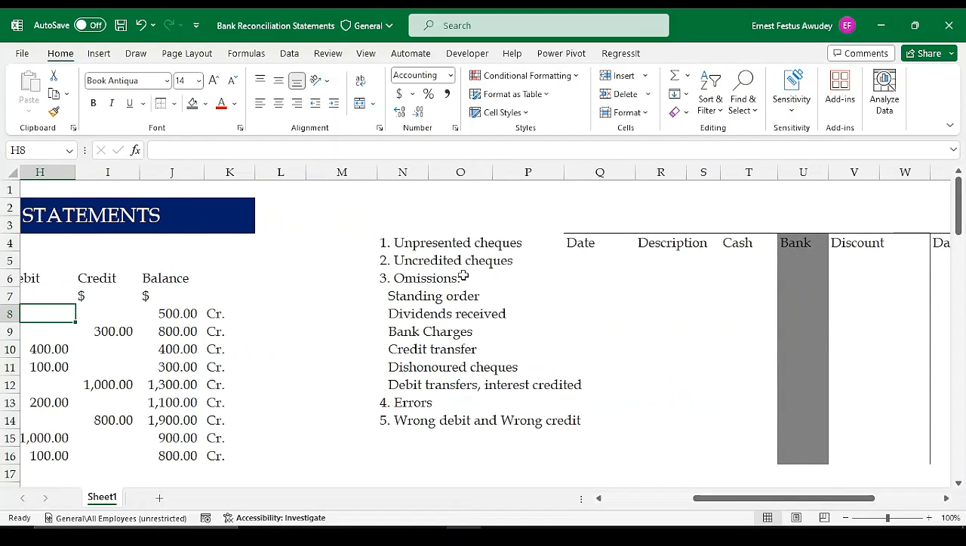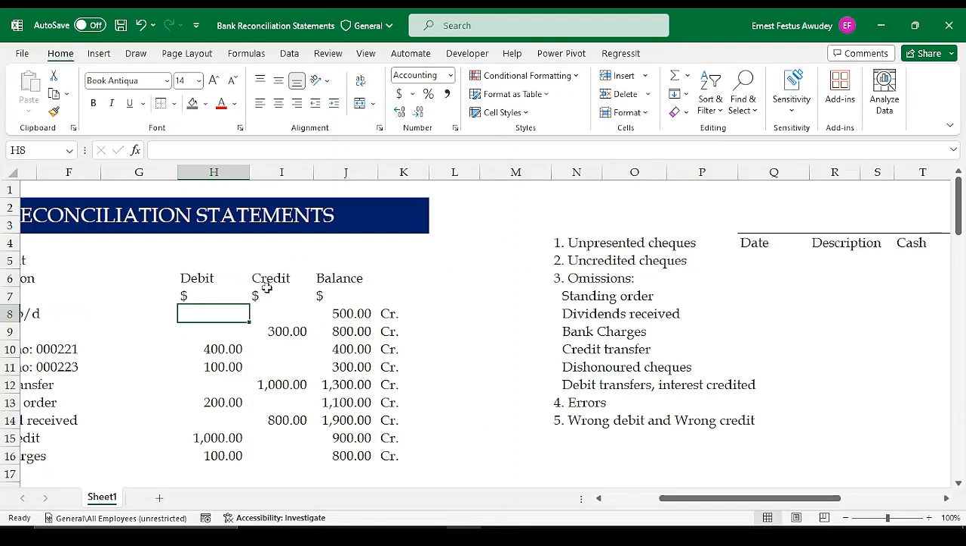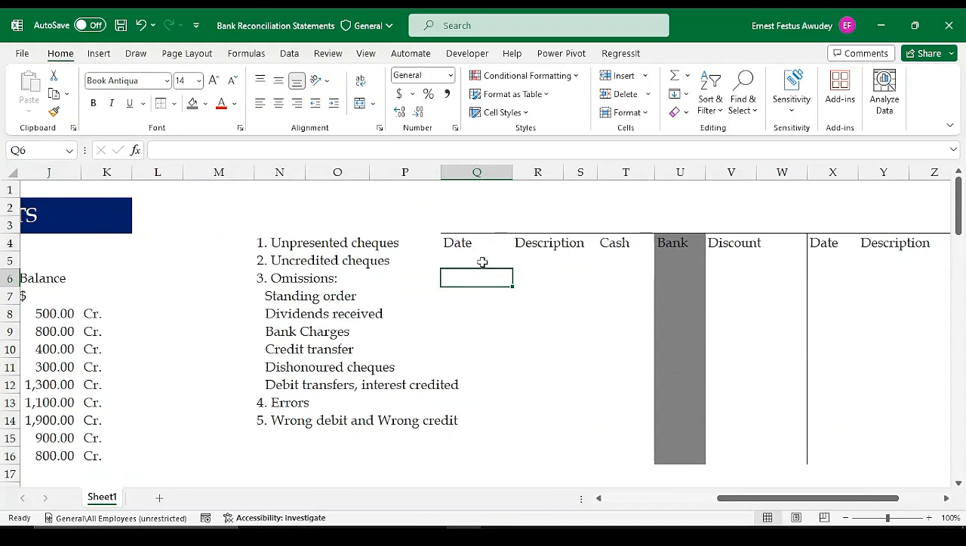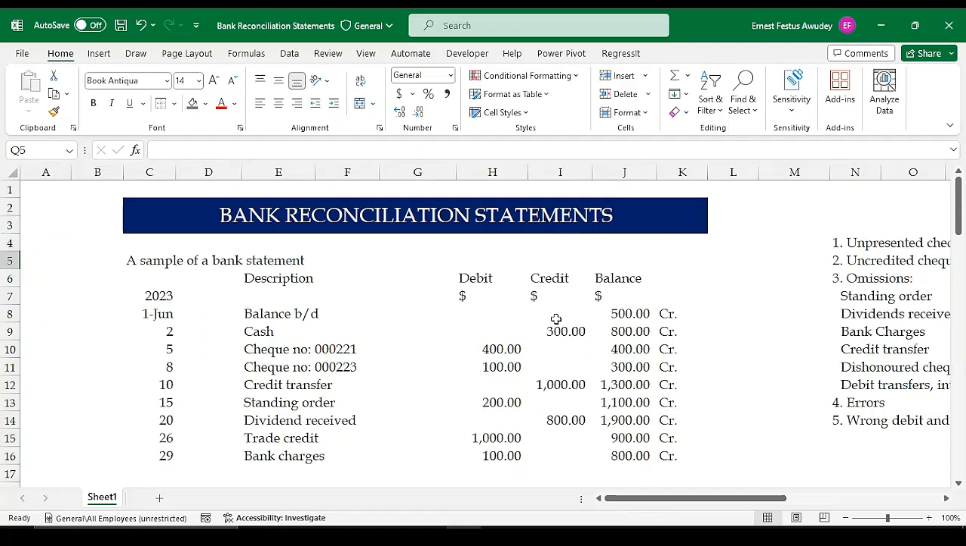The opposite is uncredited checks. Now, these are checks which should have been credited to the business's account, if you're talking about the bank account by the bank, but it's not yet credited. So they should have been credited. Unpresented checks should have been debited, but they have not been debited. Uncredited checks should have been credited, but they have not been credited. That means that they should have been debited in the cash book here, but they have not been credited in the bank statements. So that is uncredited checks.